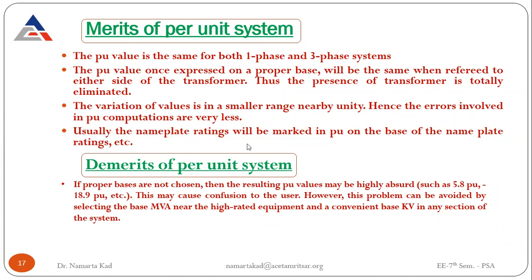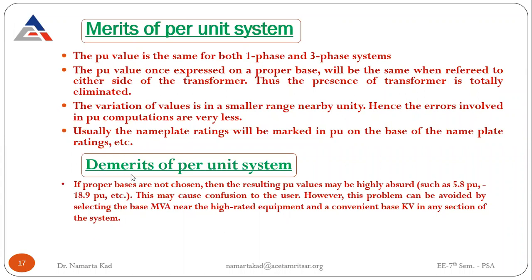Usually the nameplate ratings will be marked in per unit on the base of the nameplate ratings. Generally, when you visit a substation, most of the devices, the nameplate attached on that particular circuit breaker or transformer, have their per unit values also given along with their base values. That means this per unit value is calculated on this base value.